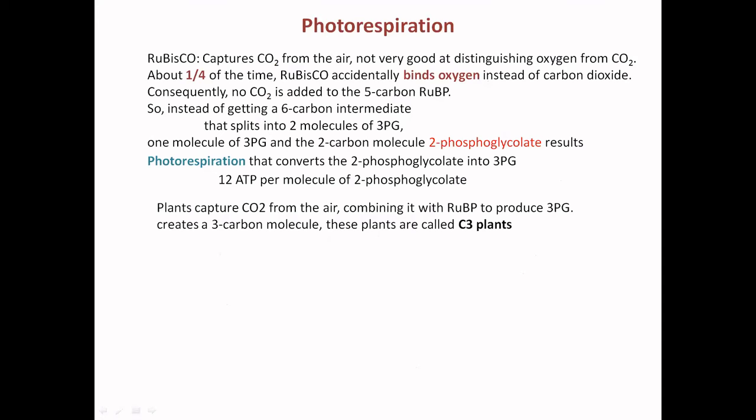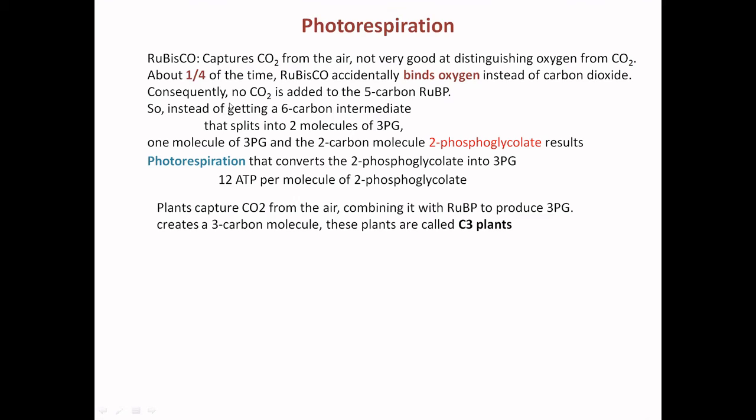Next is photorespiration. RuBisCO, which is a very important enzyme for carbon fixation, is not so efficient, and it is the enzyme found in the highest abundance in the living world. It captures CO2 from the air, as we discussed in the earlier slide, but it is not very good at distinguishing oxygen from CO2. About 1 out of 4 times it takes oxygen instead of CO2.